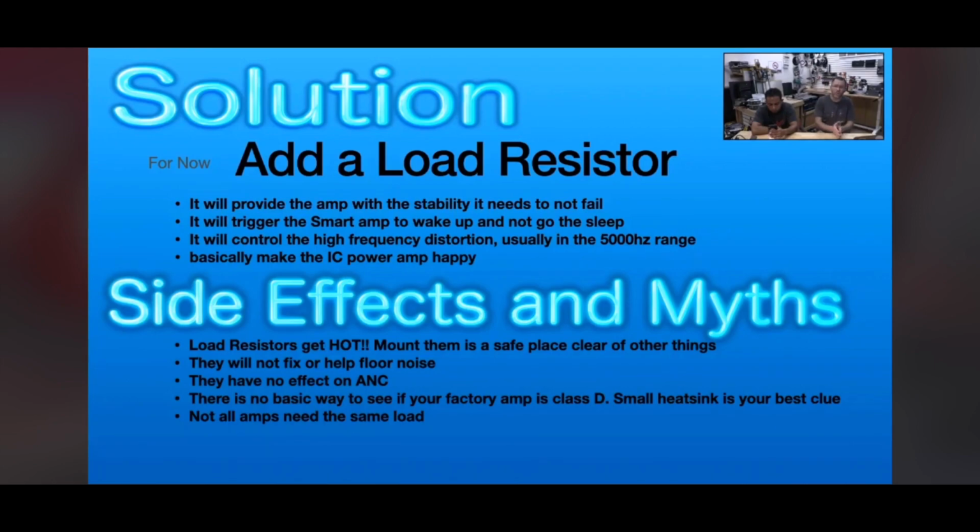The other thing too is, don't worry if you have a Class AB and you're just trying to be cautious and put the load resistors on it. It's not going to affect your Class AB amplifier at all. It's not going to hurt it. So when in doubt, add the load resistor. Not all amps need the same load. And that's one of those gray areas.